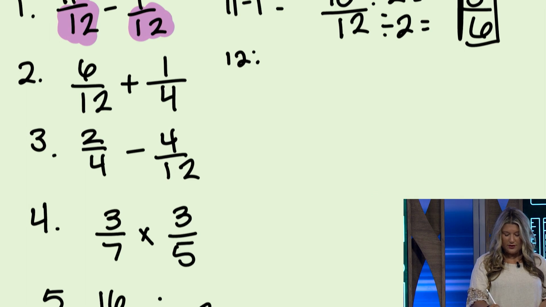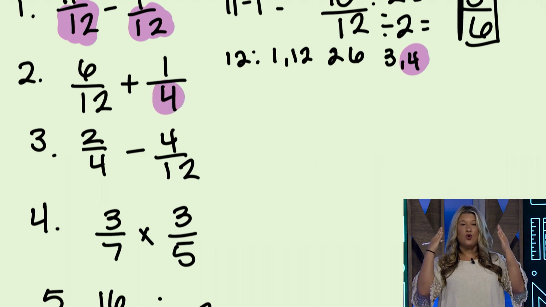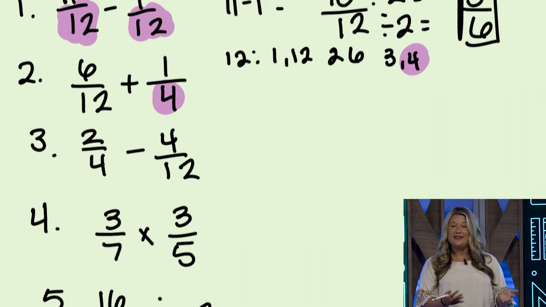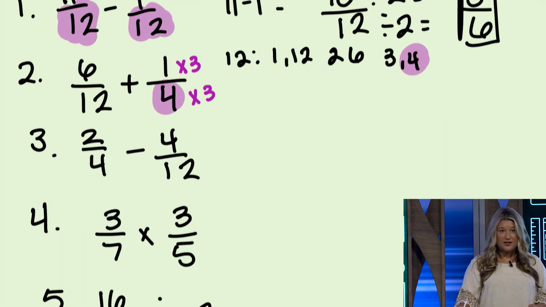We have 1 and 12. We have 2 and 6. We have 3 and 4. And in this case, 4 matches up. Another thing you have to ask yourself: what number multiplied by 4 gets to 12? In this case, it's 3. So we're going to multiply both the numerator and the denominator by 3.